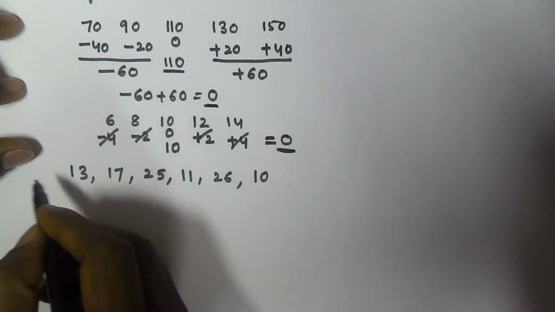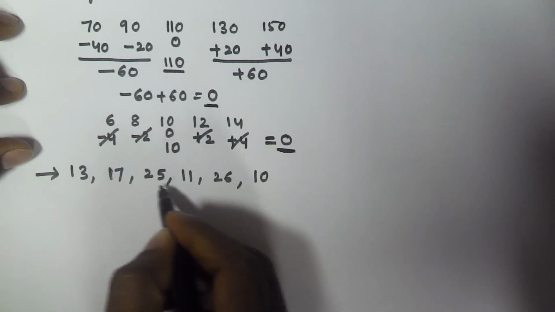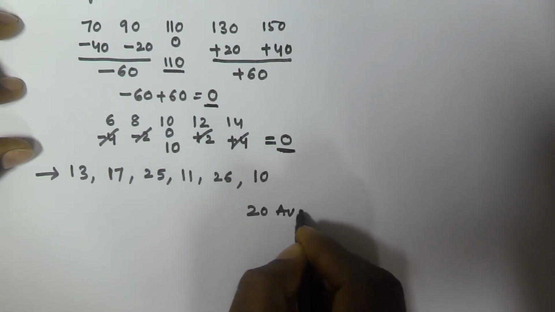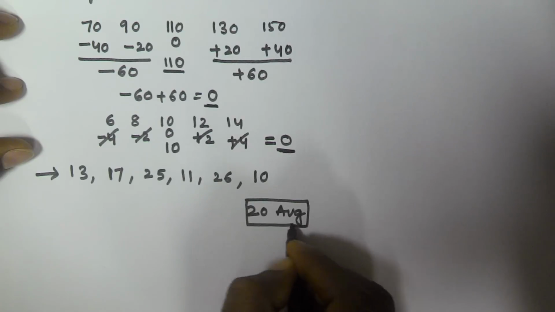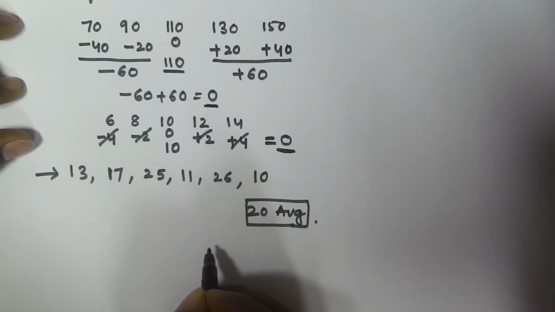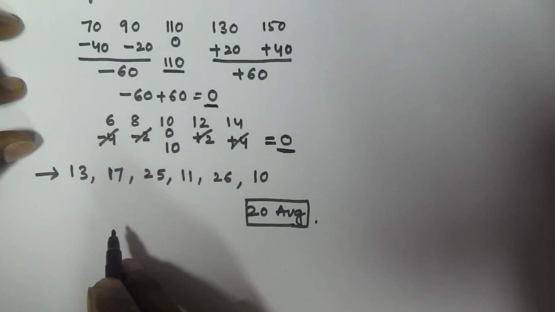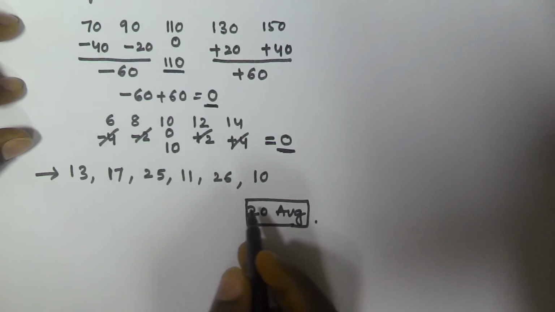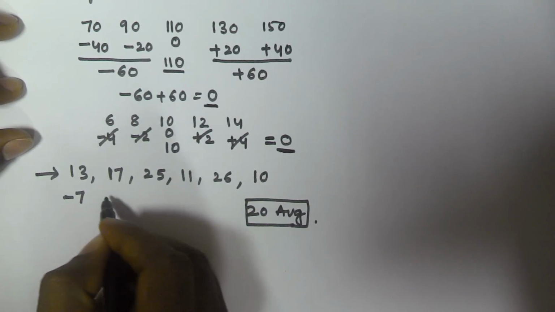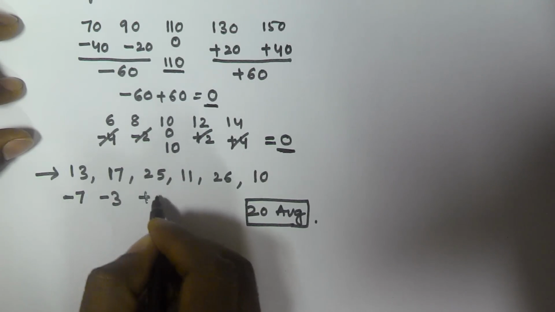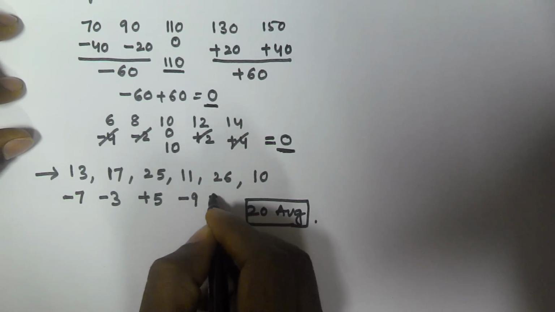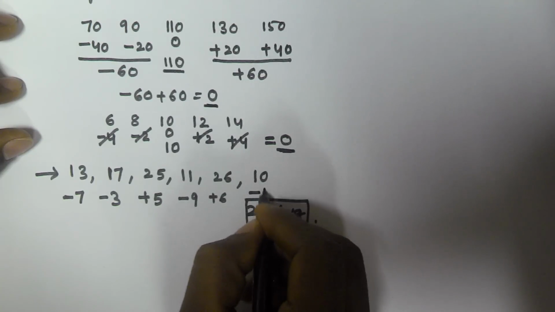Now find the average of 13, 17, 25, 11, 26 and 10. Let us assume 20 is the average of these numbers. If 20 is the average, then it should make equal negative deviation and equal positive deviation, right? So 13 minus 20 makes minus 7 deviation, then minus 3 deviation, plus 5 deviation, minus 9 deviation, plus 6 deviation, and minus 10 deviation.